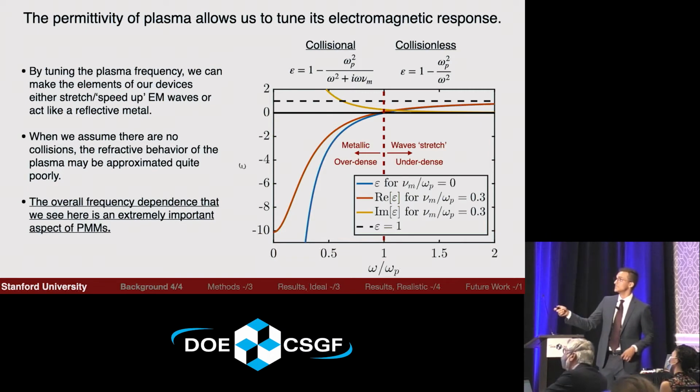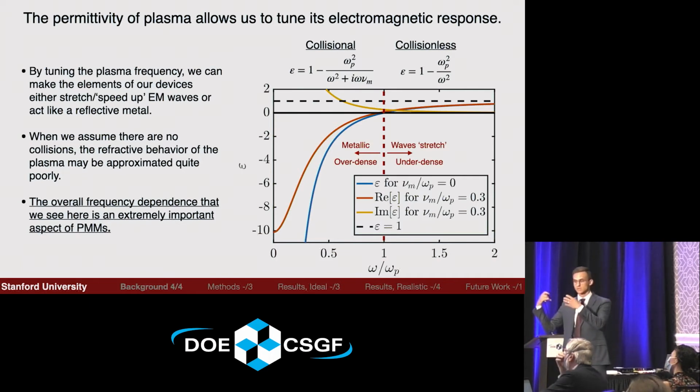If your density is very high, the permittivity becomes negative. And so we talked about how the permittivity is like the index of refraction squared. The index of refraction is in the exponent of your exponential. So if the index of refraction squared is negative, the index of refraction is imaginary, you get evanescent waves and you get reflection, and it's acting like a metal.